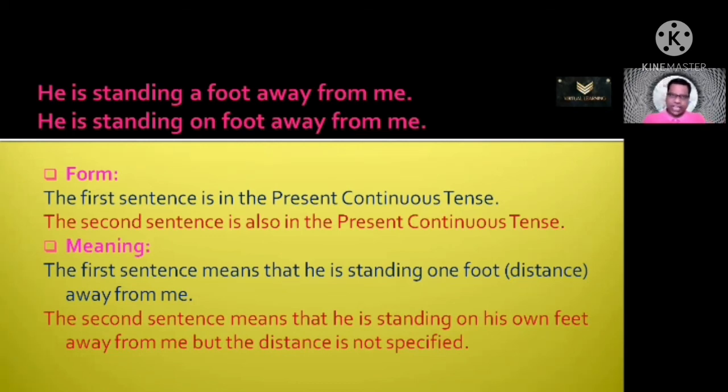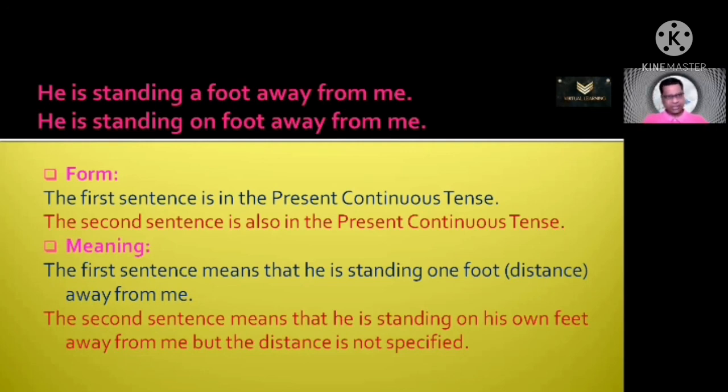The meaning is changed because of the use of a foot and on foot. And there is a big difference in the meaning as such. What kind of difference do you find? Let us look at the first interpretation. The first sentence means that he is standing 1 foot away from me. That 1 foot indicates the distance between he and me. What is the distance between the two?